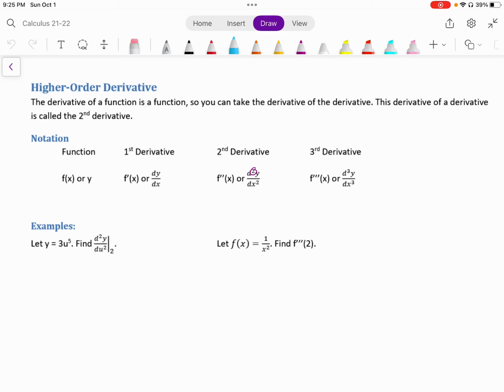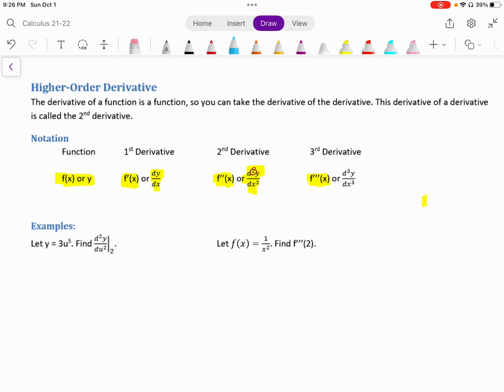So you see some different notations here for our function. A lot of times we use f of x or just y. First derivative, f prime of x with the apostrophe there, or dy over dx, which we usually just say dy dx. Second derivative here, f double prime of x, or the second derivative of y with respect to x, or third derivative. So we have those different notations that you will see. So let's do these couple examples here.